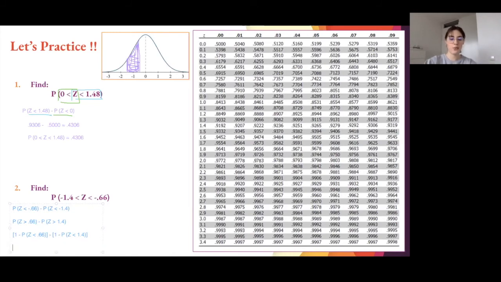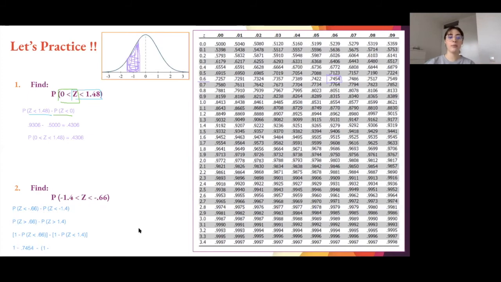So now that we have this 1 minus, let's look in the z-table for these values. The first one that we're looking for is 0.66. So let's look for that in the z-table. We have 0.6, and we just need to move all the way down here to get 0.66. That gets us 0.7454 for the first probability. So 1 minus 0.7454 is the first one that we need to have. And then we have to do minus, and then we have 1 minus.